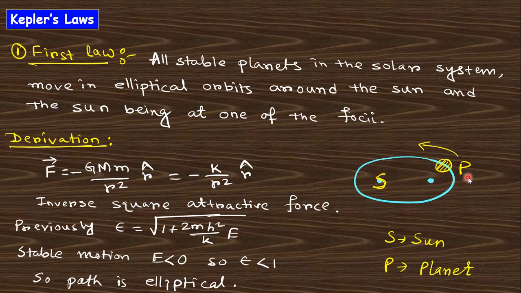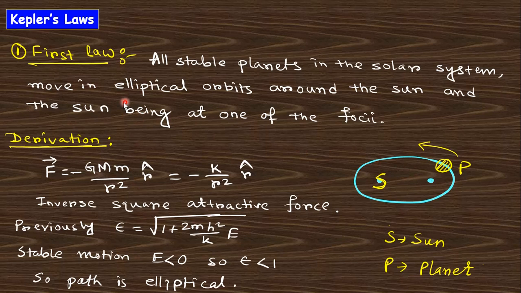Okay, if you attended the previous lecture, you know the energy will be negative in the case of a particle moving in an elliptical path. So that's why here the stable planet in the solar system moves in an elliptical orbit around the sun, and the sun is at a focus, any one of these foci.